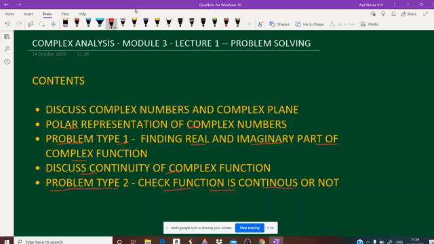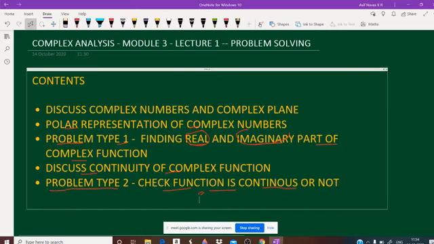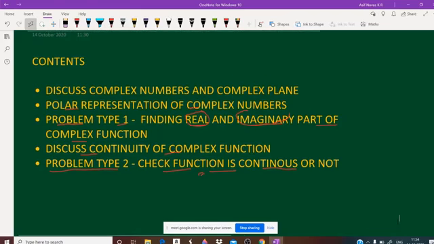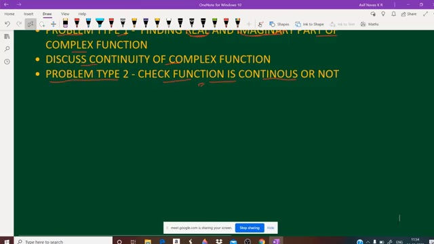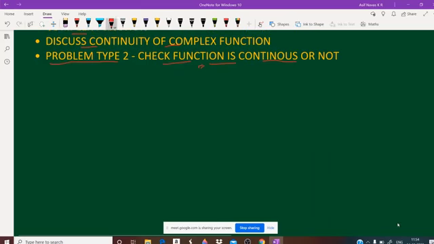So there are two types of problem. One is finding the real and imaginary part of a complex function, and the second type of problem is to check whether a complex function is continuous or not. So first I will define what a complex number is.